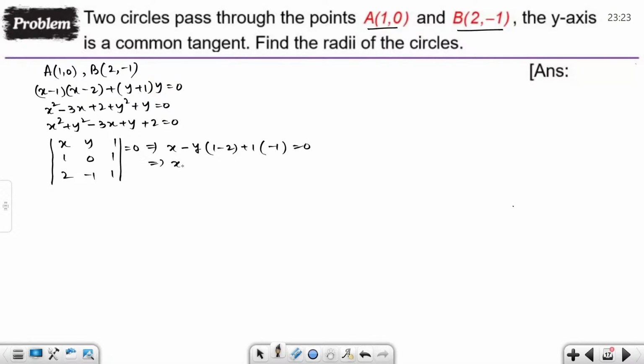So we are having actually x plus y equals to 1. That's it. So now the family of circles which are passing through the point of intersection of this circle and this line is given by, let me write it in a general form.